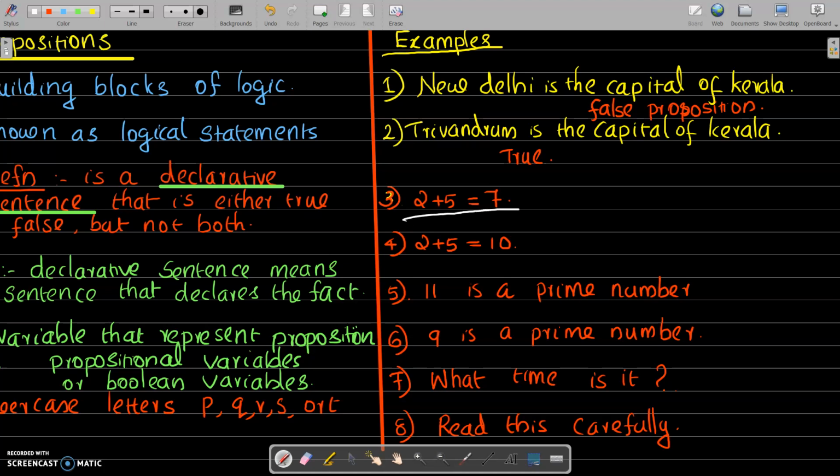2 plus 5 is equal to 7. 2 plus 5 is equal to 10. That's a declarative sentence.